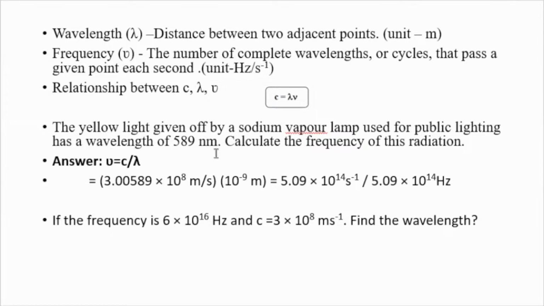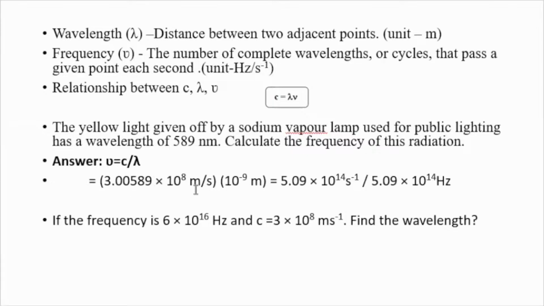Then we know the speed of light is always 3 into 10 to the power 8. It is approximately, we take it as 3 into 10 to the power 8 here. So calculate the frequency of this radiation. First, rearrange your equation. The equation is c is equal to mu lambda. Here they are asking for mu, otherwise frequency. So if we take the frequency as the subject, frequency is equal to c over lambda.